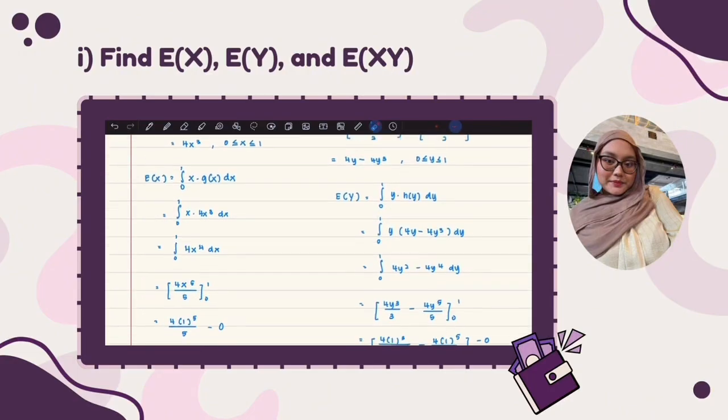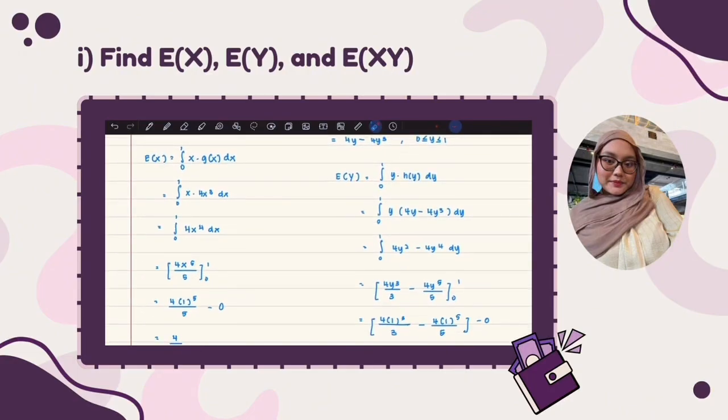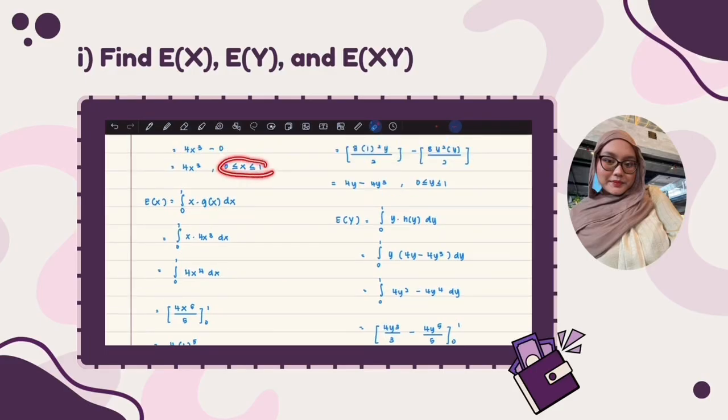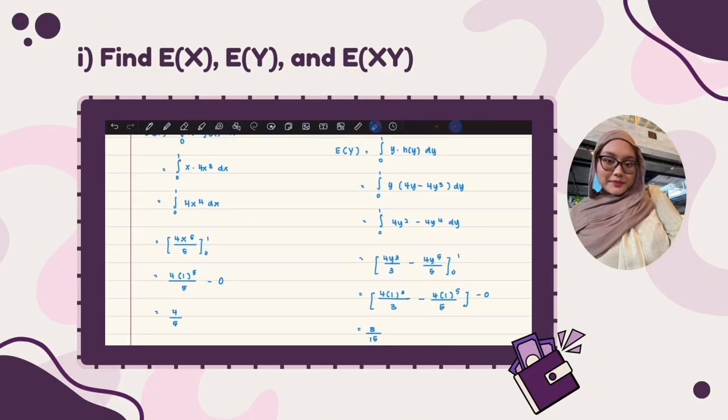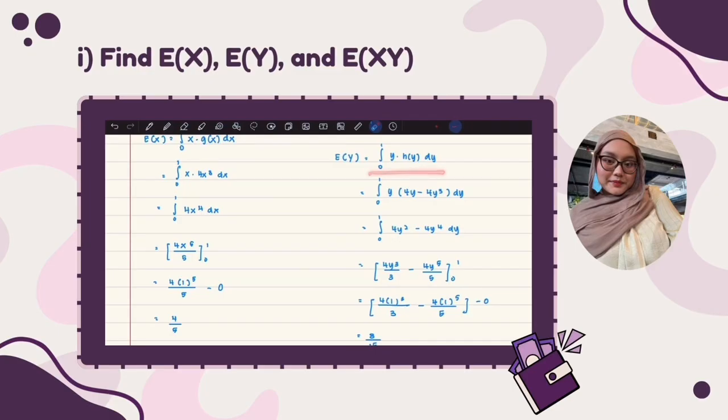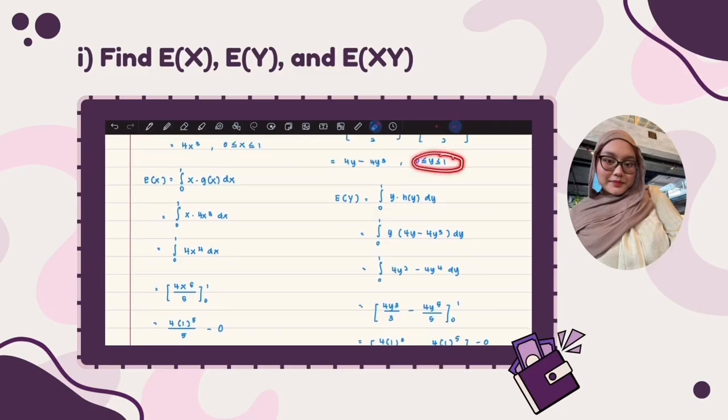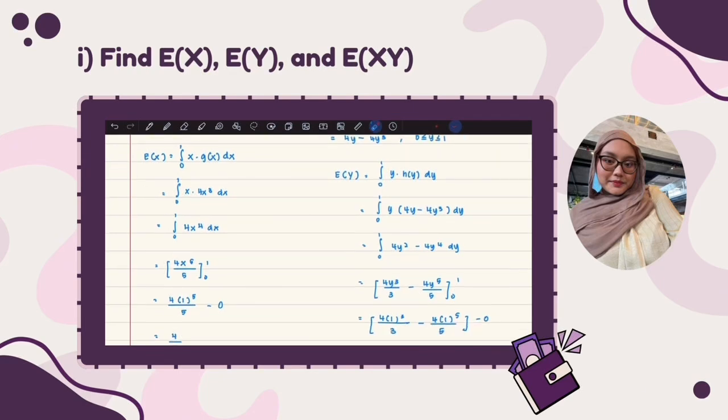Then to find E(X), you just basically have to times X with g(x). The range would be according to what we found for the marginal density. Here, X times 4x cubed, and towards the end, we will have 4 over 5. And for E(Y), it's basically the same thing. You have to times Y with the marginal density of Y with the range that we have gotten. You integrate it in terms of Y, and at the end you should get 8 over 15.